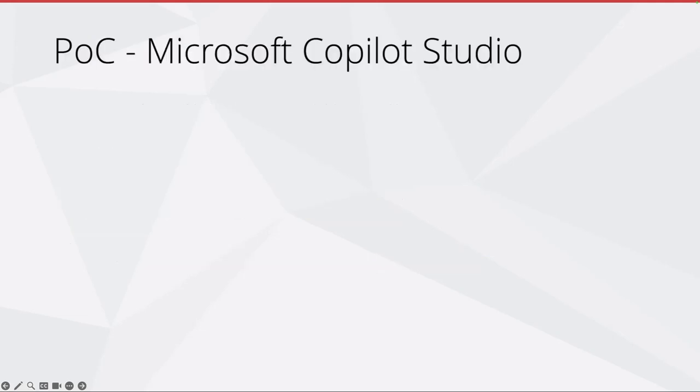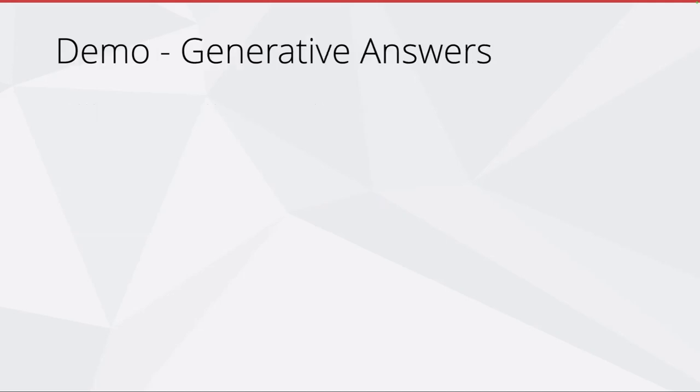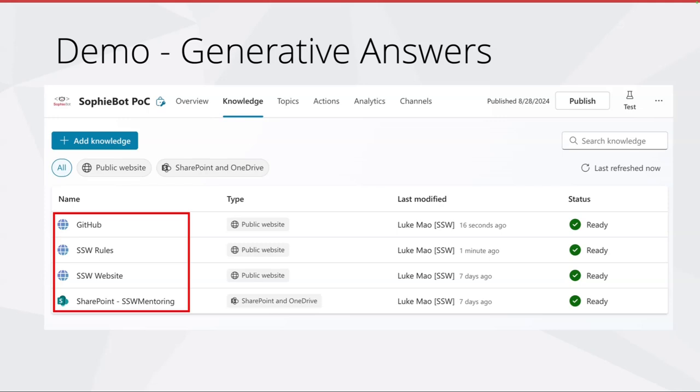Next, let's have a look at Microsoft Copilot Studio. A short introduction would be it's a low-code tool with AI capabilities. The first awesome feature I want to show you is generative answers. In Copilot Studio, you can add the website URL, some public website, and even the SharePoint. So here we added GitHub, we added rules, website, and a SharePoint URL.